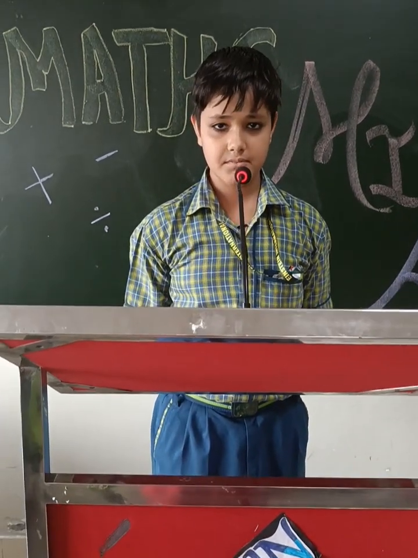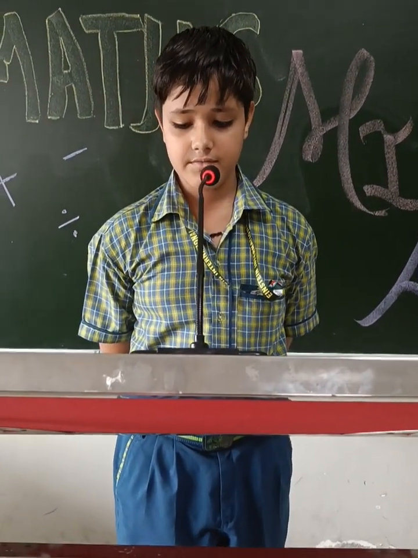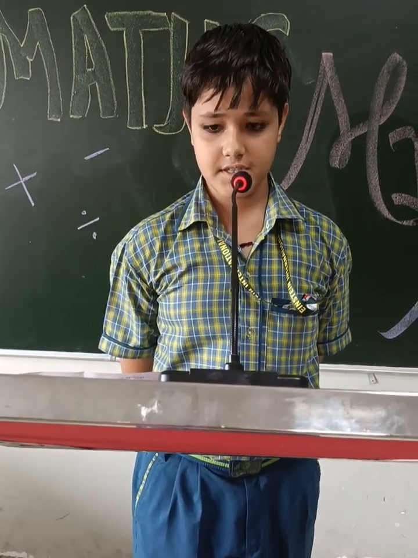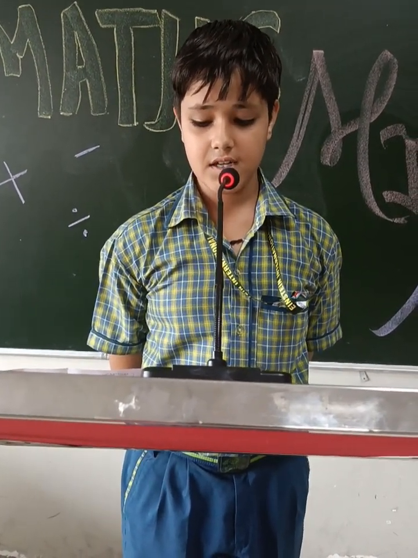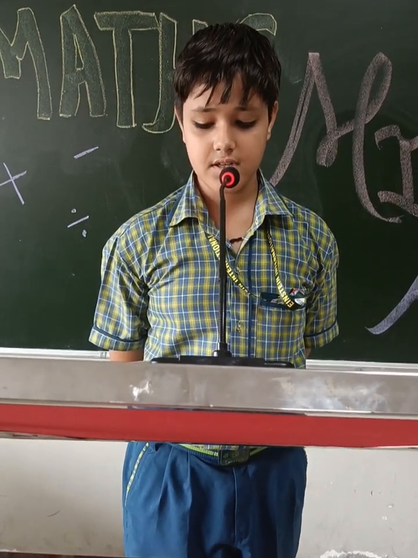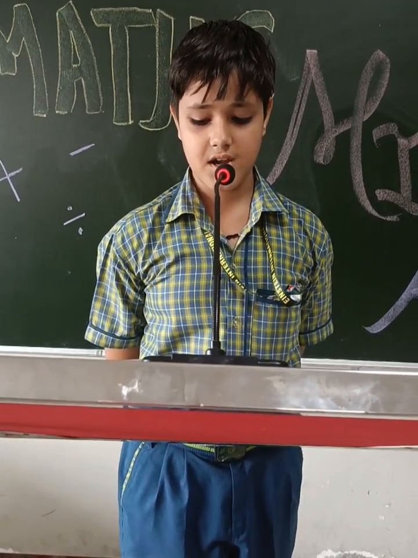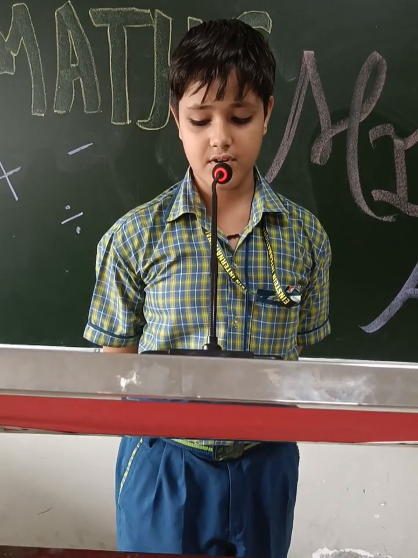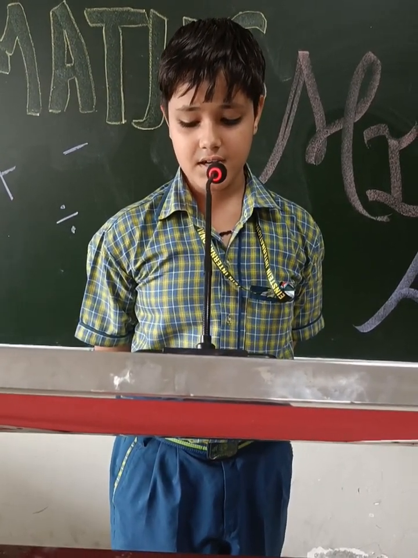Today I would like to tell you about large numbers. Large numbers are numbers greater than 1000. We use them in real life for measurement of population, distance between planets, etc. Let's break it down. 1000 has 3 zeros, 1 lakh has 5 zeros, 1 million has 6 zeros, 1 crore has 7 zeros and 1 billion has 9 zeros.